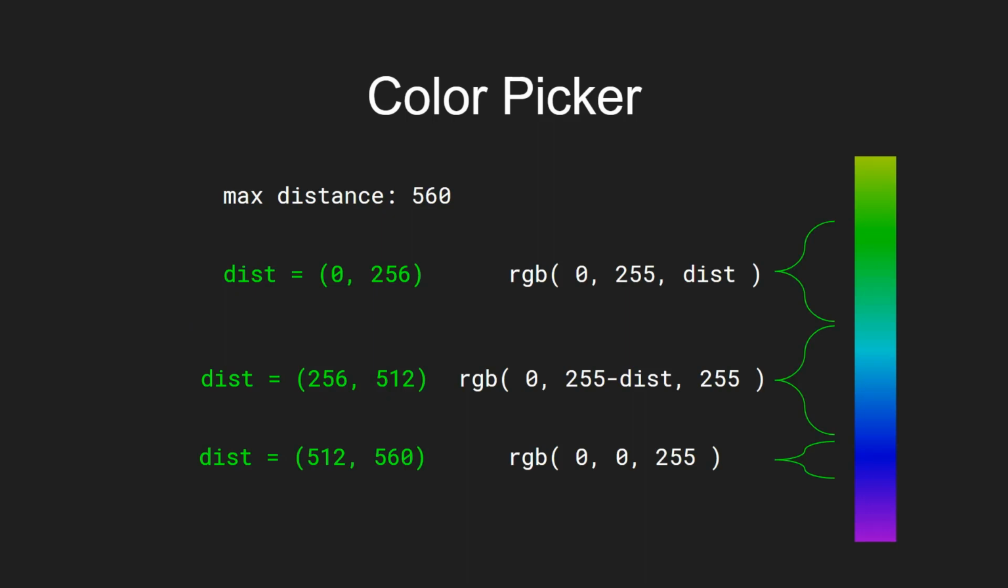Now we want to interpolate the colors between green and blue onto distances 0 to 560. How do we do that? First of all, we start from green. We divide the range into three parts. The first part is the greenish part, the second part is the cyanish part, and the third part is the blue part.